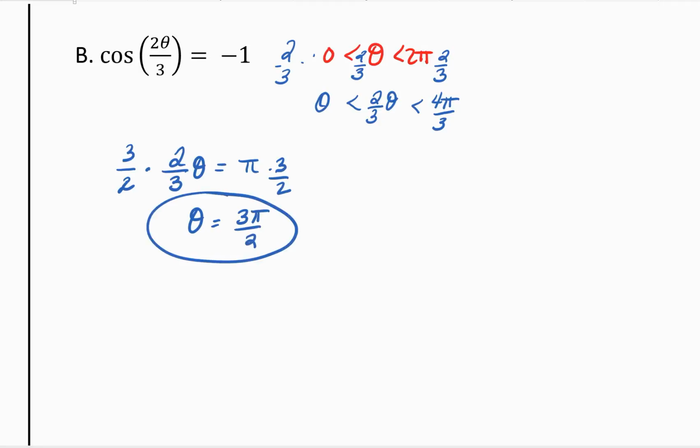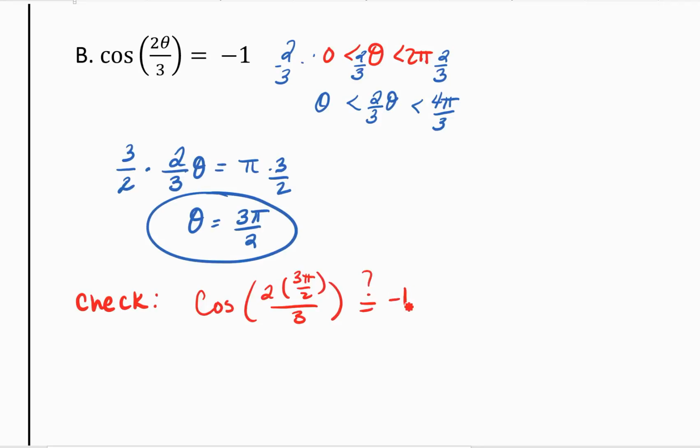Now, just to kind of show you why this works, let's do a check. Remember how we check to see if something's a solution to the equation? We're going to plug it in and see if the equation holds true. So we're going to say, okay, if we have cosine of 2 theta, we'll plug in 3 pi over 2 over 3, is that equal to -1? Okay, well, if we look at the numerator here, these 2's would cancel out, so we'd have 3 pi over 3.